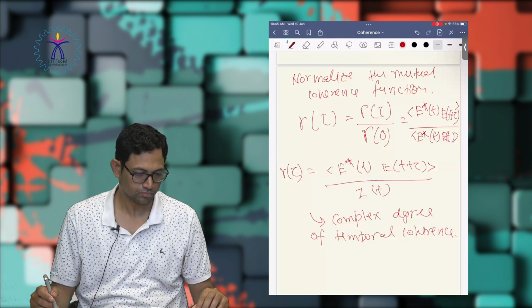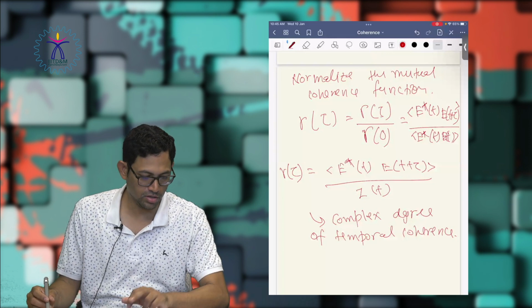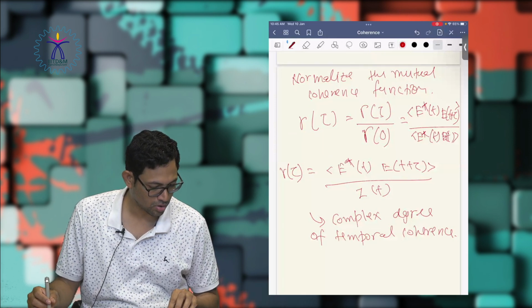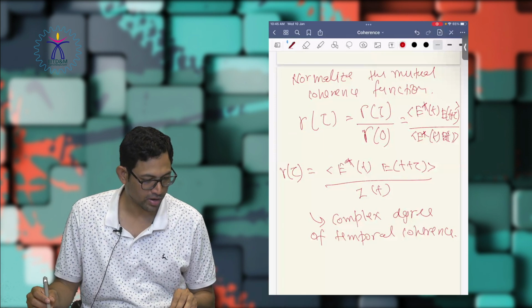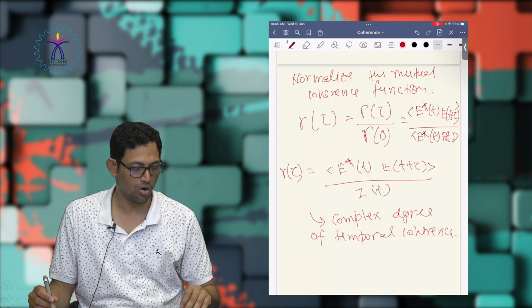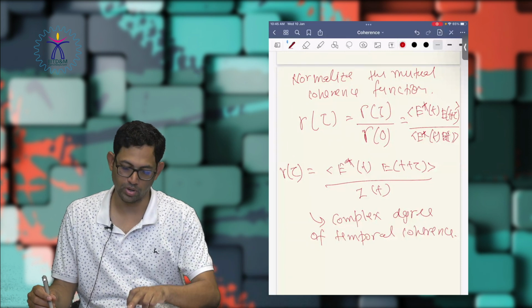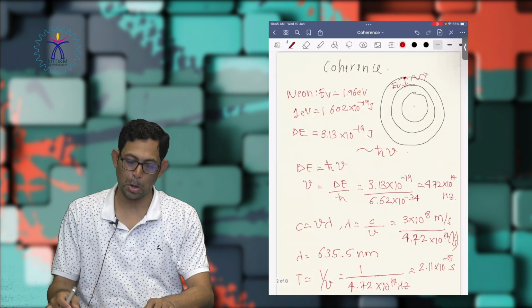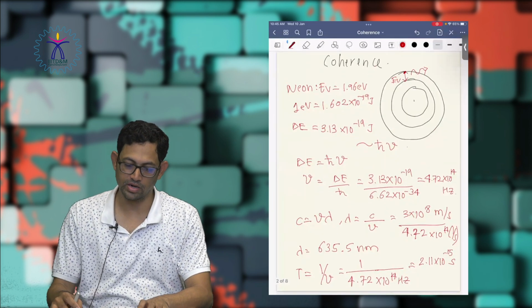Okay, so that's what I wanted to plan for this session. In the next session we will talk about how do we find the temporal coherence. So I will just summarize what I discussed today.